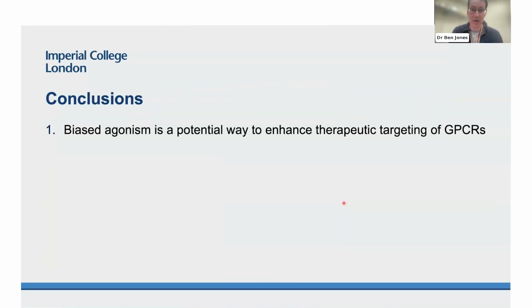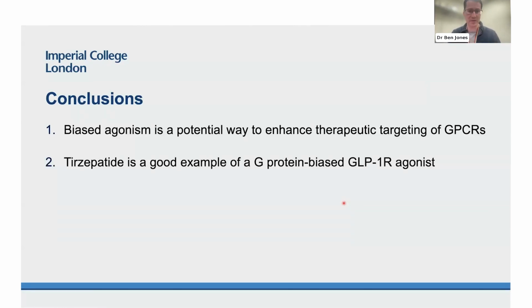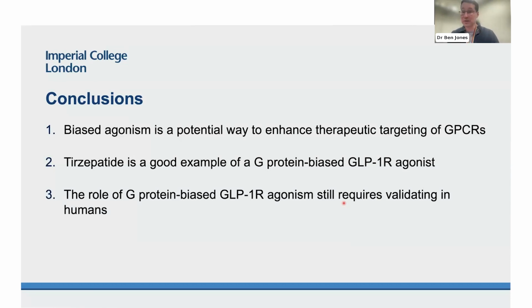So just to finish up, in my opinion, biased agonism is a potential route to improving the therapeutic targeting of G protein coupled receptors, including potentially the GLP-1 receptor. Tirzepatide is a good example of a G protein biased GLP-1 agonist. We don't know if its beneficial effects are due to the biased signaling or whether it's primarily due to the effects of its GIP receptor activating component. And these kinds of questions still need to be addressed in a proper human study.